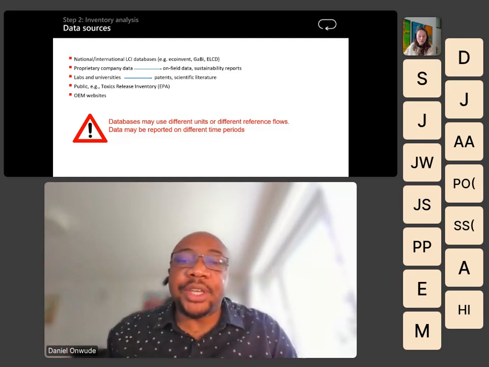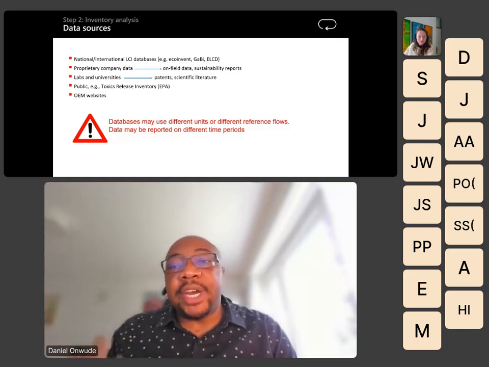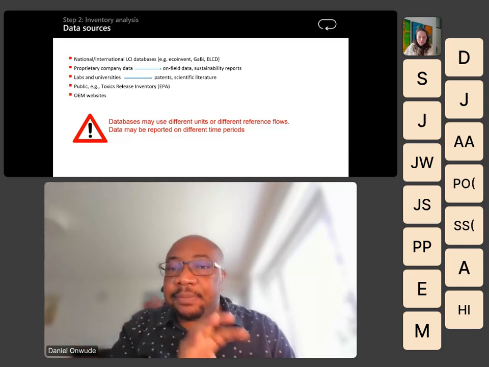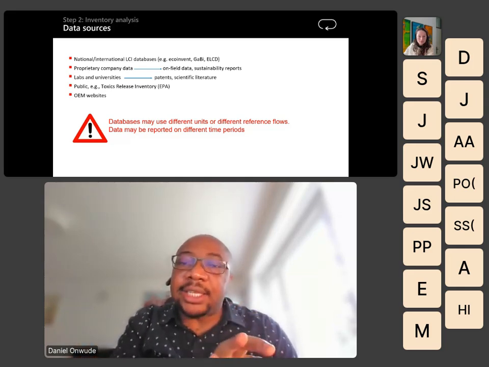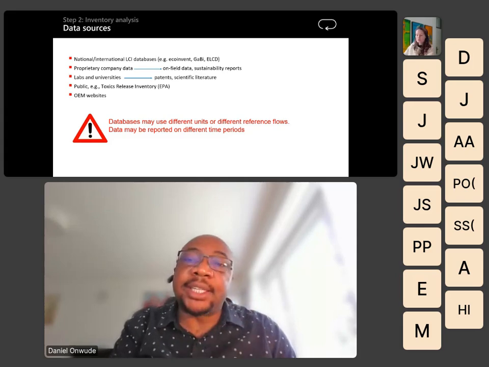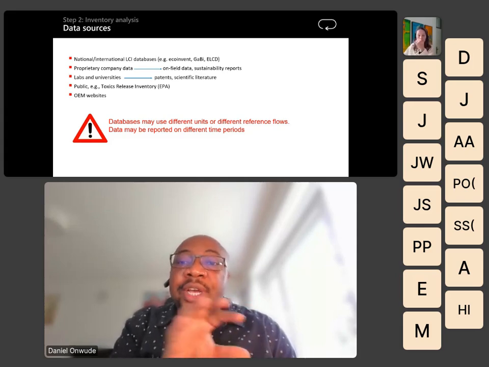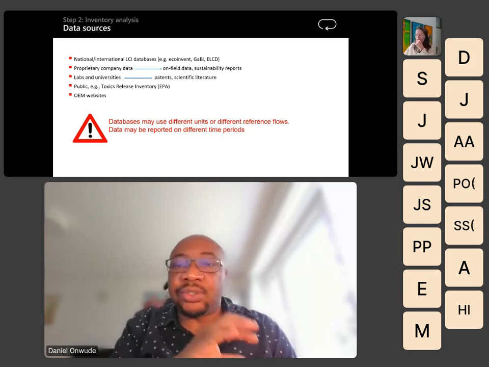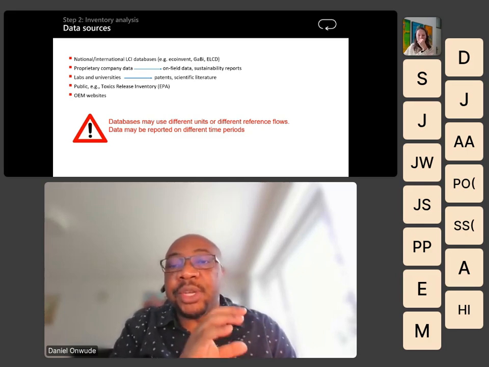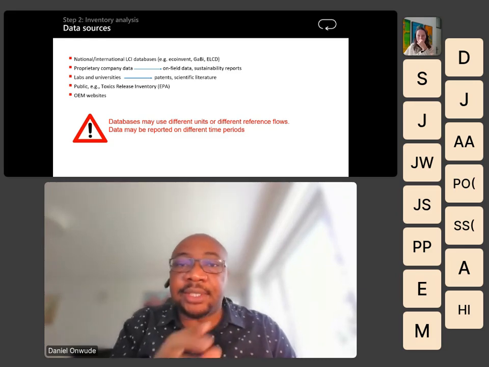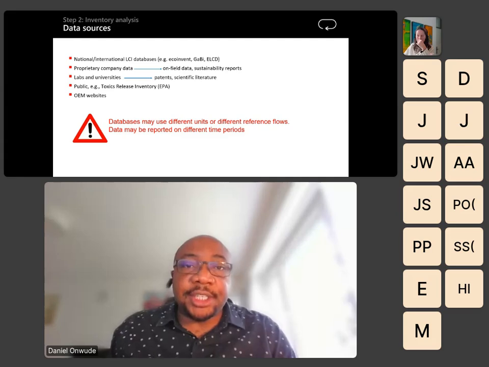So these are ways you can collect data, but it's very important to know that, for me, this part is probably one of the most important parts in the LCA calculation process. Because if you don't get it right, if you don't get the data that you require, then your result may not be reliable, right? So this is very important to mention.